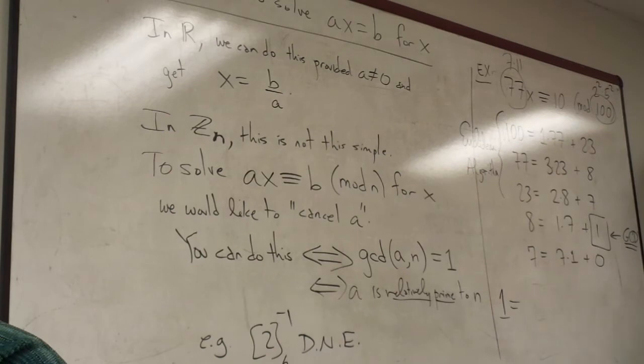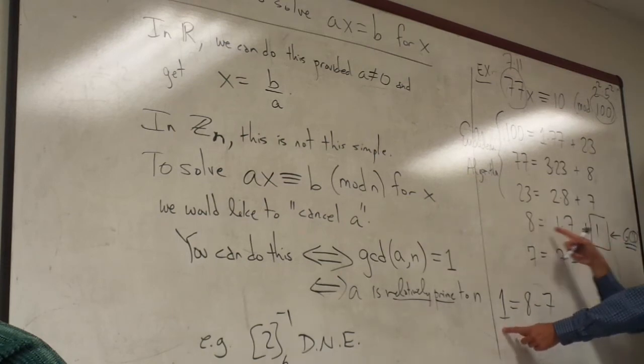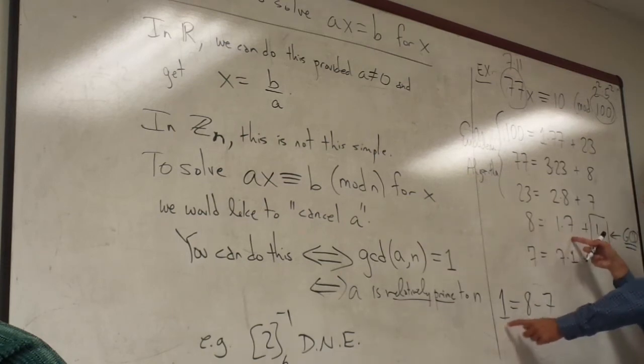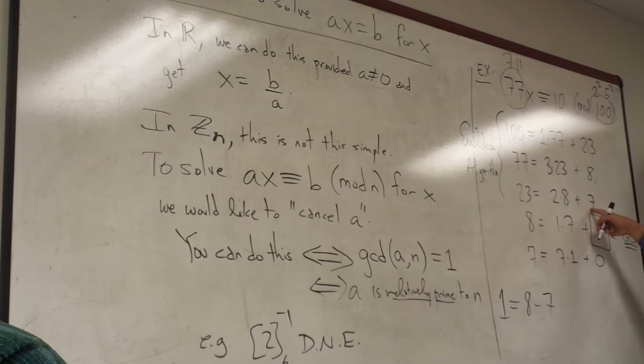Have you seen the going backwards part? No, I don't think so. Okay, so you have to do the math very carefully here, but you start with 1 and you write 1 as 8 minus 7. So you solve for the GCD, 8 minus 7. Then you take the 7, you're going to work your way back up. You take the 7 and you rewrite that as 23 minus 2 times 8.